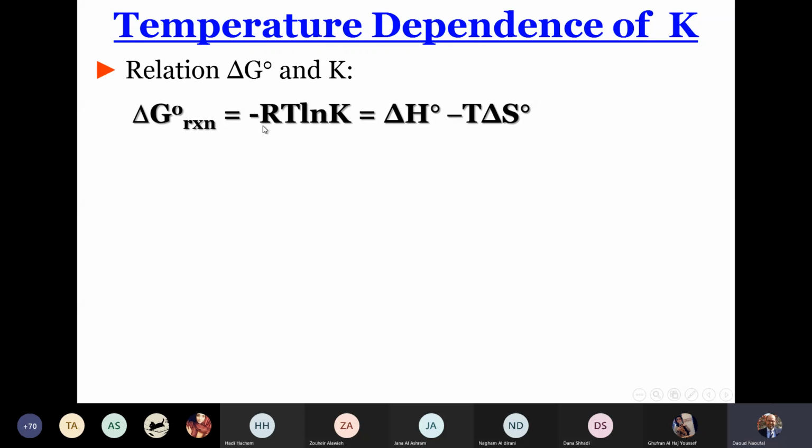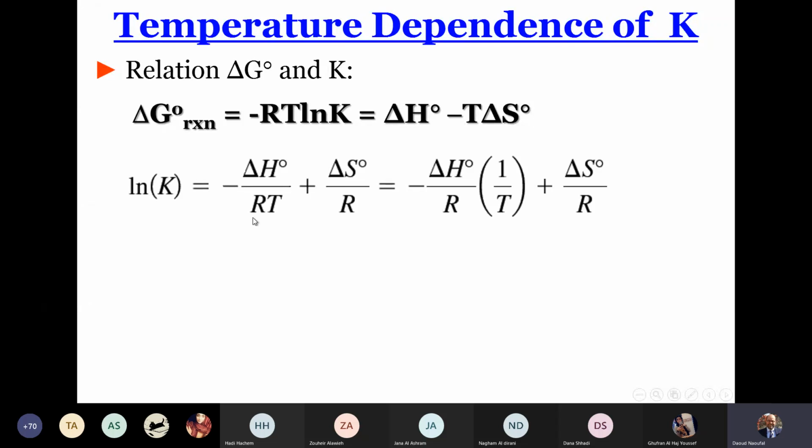And we know that delta G0 equals minus RT ln K, and delta G0 can be written as delta H0 minus T delta S0 of the reaction. So ln K equals minus delta H0 of the reaction divided by RT plus delta S0 of the reaction divided by R, which equals minus delta H0 of the reaction divided by R times 1 over T plus delta S0 divided by R. Look at this relation. As the temperature is variable, K is variable. So K is temperature dependent.